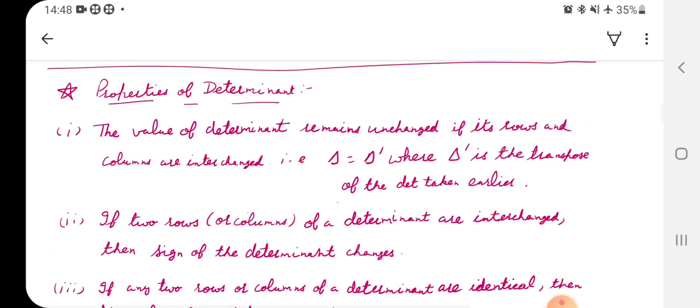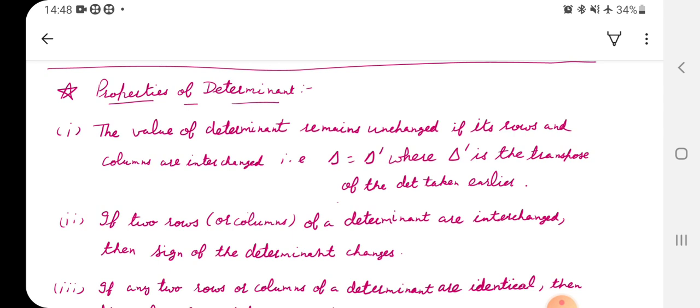Next, in the next exercise we have properties of determinant. These are the very important properties on which your second exercise is based. The first property says the value of determinant remains unchanged if its rows and columns are interchanged. If we interchange rows and columns, that means we are taking the transpose, right? So the determinant will be equal to the determinant of its transpose. Suppose we have a matrix A, and its transpose will be A dash or A transpose. Both will have the same determinant. This is what the first property says.